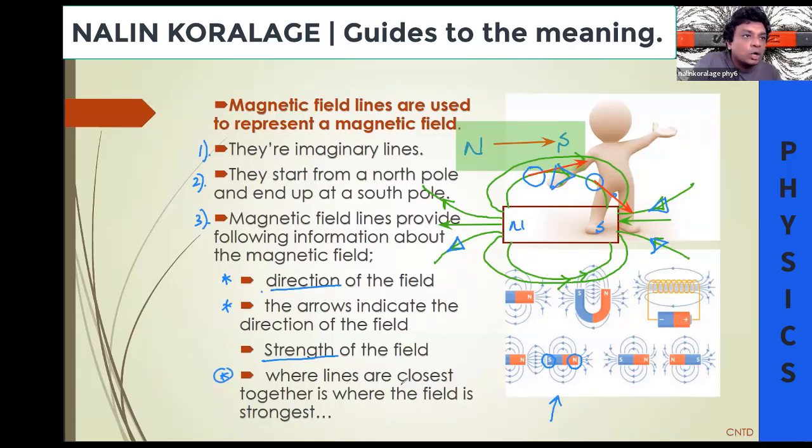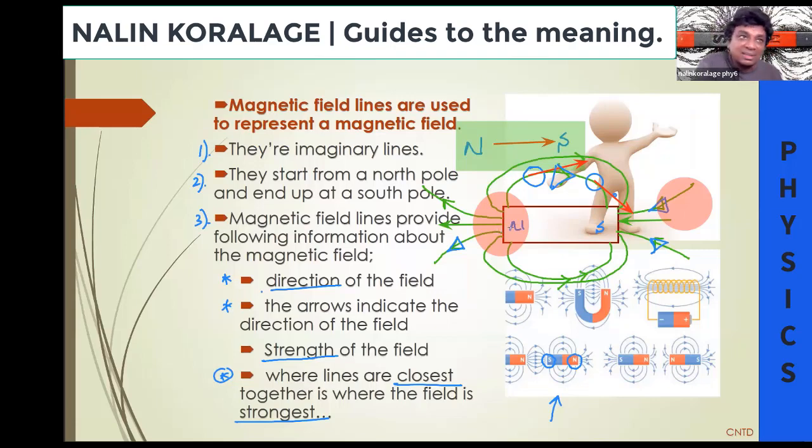So here we say where lines are closest together is where the field is strongest, something really important. Now, if you look into the field pattern we have drawn, let me use the red color. Now, this area, what do you say? Lines are relatively closely packed. Then some area like this. Now, if you take this area, lines are loosely packed. And if you take this area a little closer to the North Pole, lines are very, very closely packed.